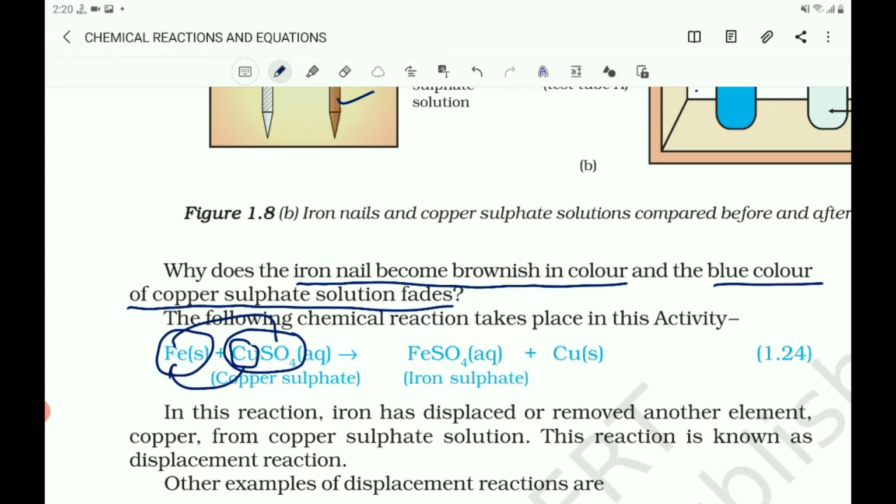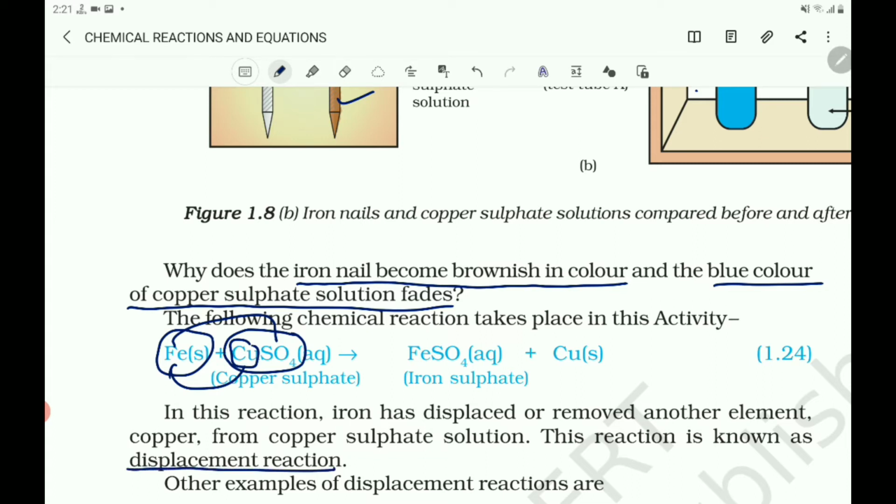The reaction in which an atom or a group of atoms in a molecule is displaced by another atom or a group of atoms is called a displacement reaction, and it is also called a substitution reaction. So in the displacement reaction, one atom or group of atoms in a molecule is displaced by another atom or group of atoms. So here you can say that it is a displacement reaction.